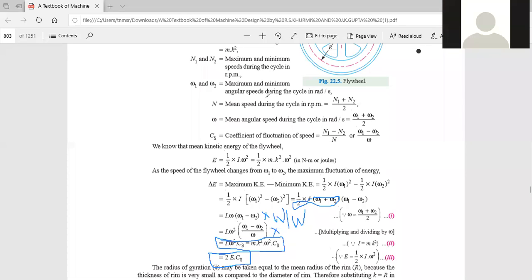Yes, sir. Very easy derivation, very easy derivation. Five marks it can come: prove an expression for maximum fluctuation of energy stored in the flywheel. Clear? Okay.